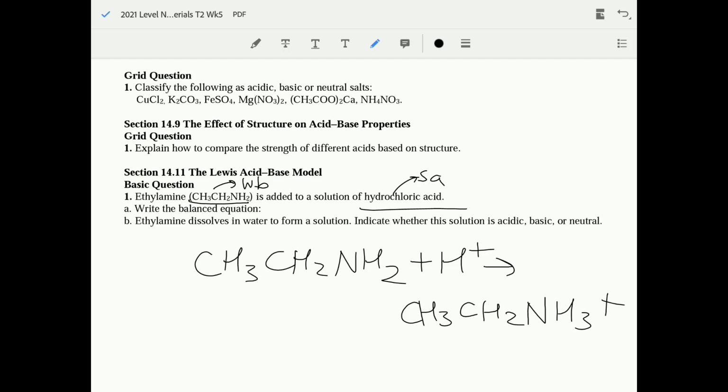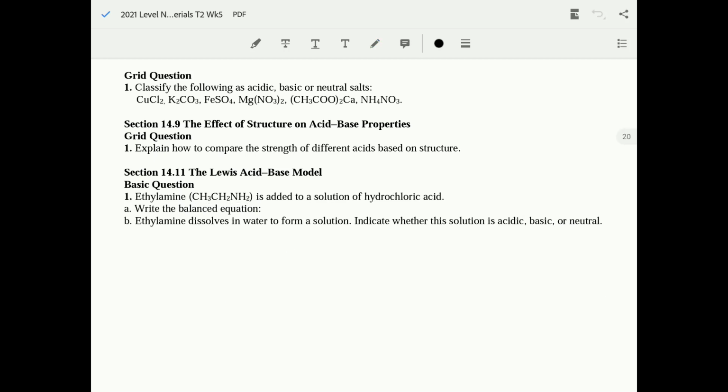That's it. B. Dissolves in water to form a solution, indicate whether it's acidic, basic, or neutral. Well, it's most obviously basic, because it's a base, right? It accepts a proton. So it's a base, and then it's a basic solution. Basically, when it goes into water, OH minus is released, because H plus is absorbed. So the presence of OH minus means it is a base. So that's the answer. Alright.